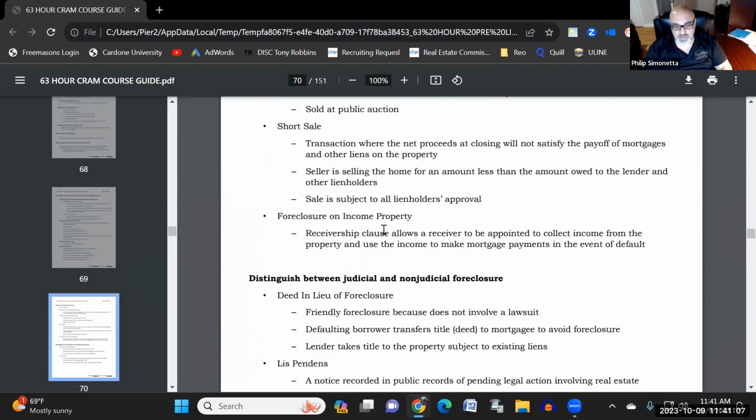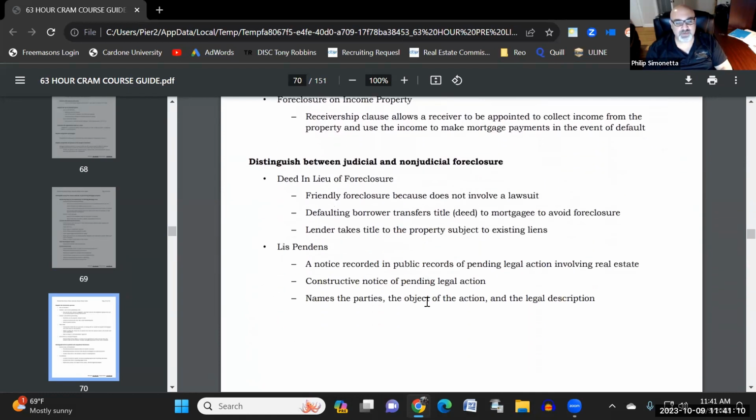All right, where do we start? Okay, so here we need to distinguish between a judicial and a non-judicial foreclosure. A deed in lieu foreclosure, they call this a friendly foreclosure because it does not involve a lawsuit. The defaulting borrower transfers the deed to the mortgagee to avoid a foreclosure process. The lender takes title and the property is subject to existing liens. So there's no court. You still get a foreclosure on your record and your credit, but there's no court and no extra fees. You're doing that so they can sell it or do whatever and not have extra fees. It's called a friendly foreclosure. Just give it back.